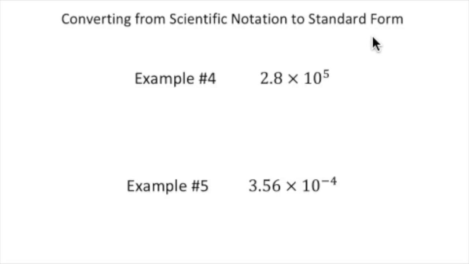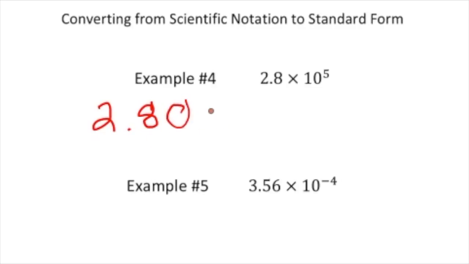All right, last but not least, now we're going to take a number that's written in scientific notation and put it back in standard form. So here we have 2.8 times 10 to the fifth power. So for this one, we're going to have 2.8, but we're going to multiply the 2.8 times 10 times 10 times 10 times 10 times 10. So we need to move this decimal point 5 spots to the right.